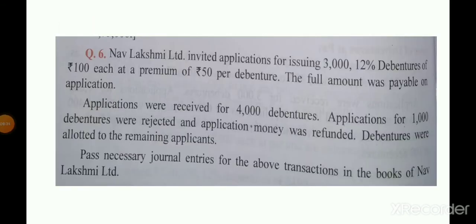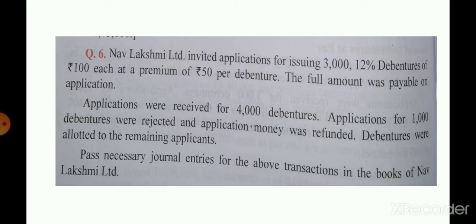Now, question number 6: Navlakshmi Limited invites applications for issuing 3,000 12% debentures of 100 each at a premium of 50 per debenture. The full amount was payable on application. Applications were received for 4,000 debentures, that is the oversubscription.